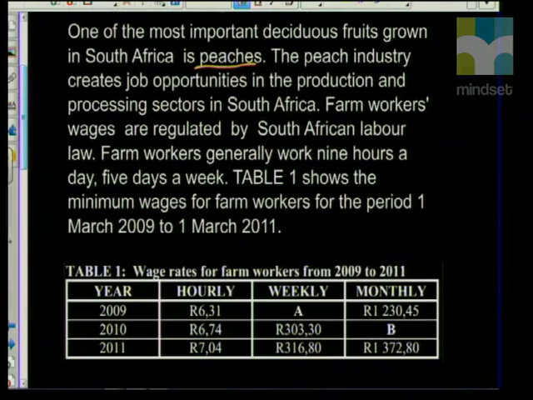So it talks about in the beginning about deciduous fruits, and one of the important ones is peaches. The peach industry creates job opportunities, and it's regulated. Wages are regulated by South African labor law. Farm workers generally work, now let's pick out the important information, 9 hours a day, 5 days a week.